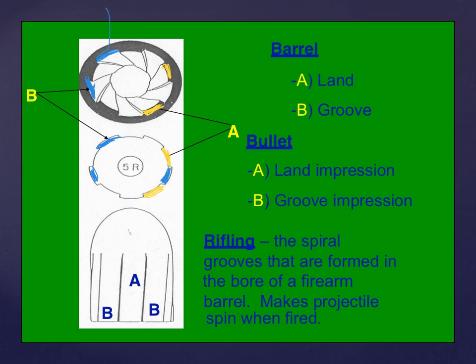And if you look at it on a bullet, this is what you would see. Right here, this would be a groove. This would be another groove. This here would be a land. Now, this is really hard to show in 2D because this bullet is drawn flat, but when you look at it in real life, it's fairly easy to tell the difference between the two.